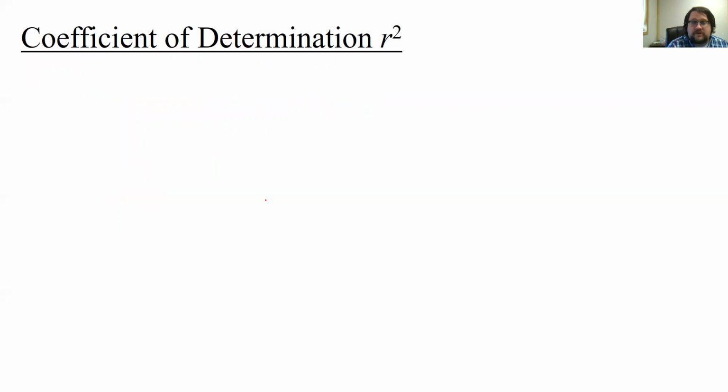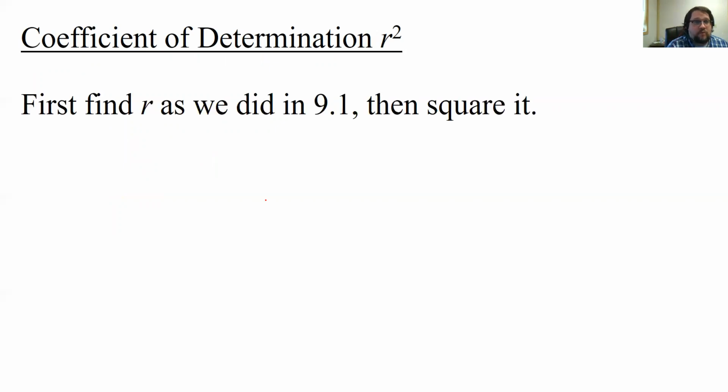All right, coefficient of determination, R squared. So first, in section 9.1, we calculated R, the correlation coefficient. We figured out how strongly the data set fit a linear relationship. And obviously, the closer it gets to 1 or -1, the stronger that is. The closer it gets to 0, the weaker that relationship is. What we're going to do is take that value and square it. It's always a value between -1 and 1, so it's always going to come out positive when you square it.